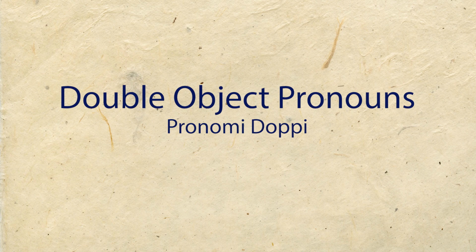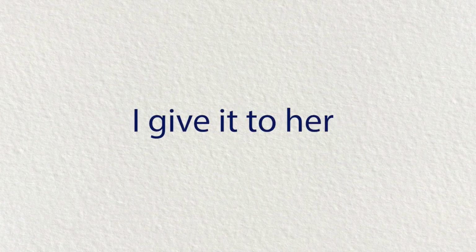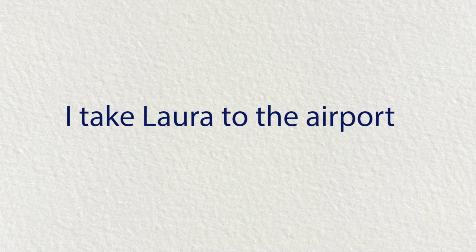In Italian, we can use two pronouns at the same time. They're called double object pronouns. A sentence like, I give a gift to Laura, using pronouns would be, I give it to her. Or, I take Laura to the airport would be, I take her there.